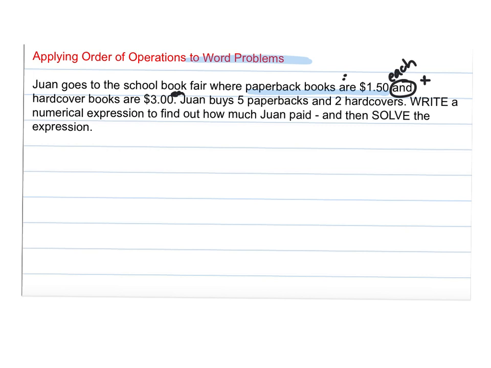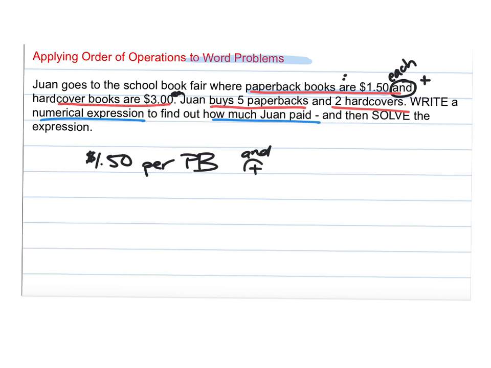What I know then later is that Juan buys 5 paperbacks, which I learned about earlier, and he buys 2 hardcovers, which I also learned about earlier. So my job is to write a numerical expression to find out how much he paid. Okay, so we always have something that's happening, and then it results in something else. So what I just learned, and I might write it out in words first, is that it's $1.50 per paperback book. And, which I know is adding, it's $3 per hardcover book.